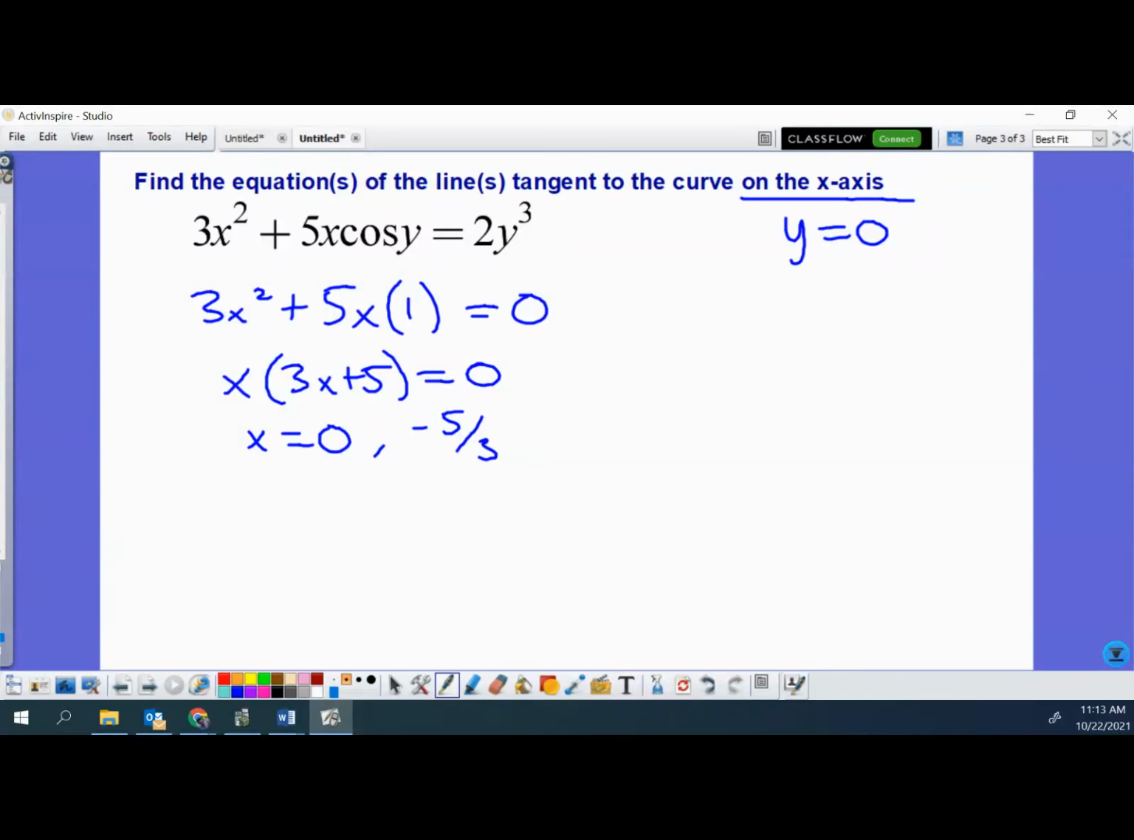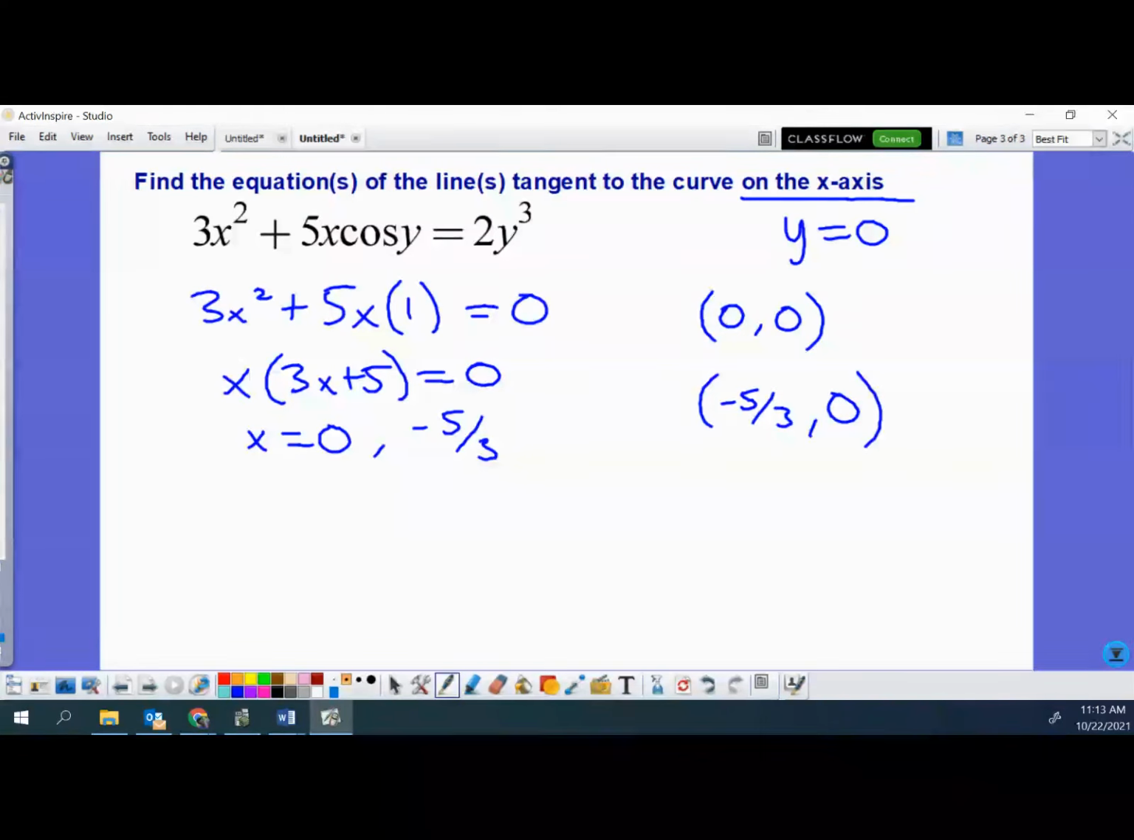I was going to say function, but it's not really a function, though. Usually when you have x's and y's mixed together like this, we're going to get a weird graph. I'll show you in a minute. So our points of tangency are 0, 0, so that's the origin, and negative 5/3, 0. And so that's what we're going to work with.